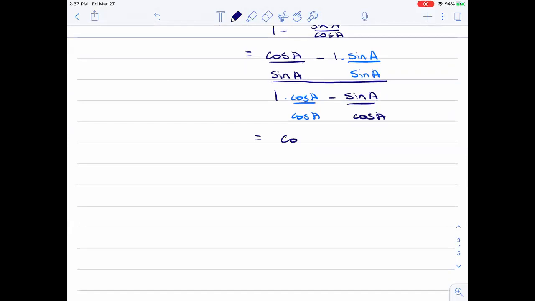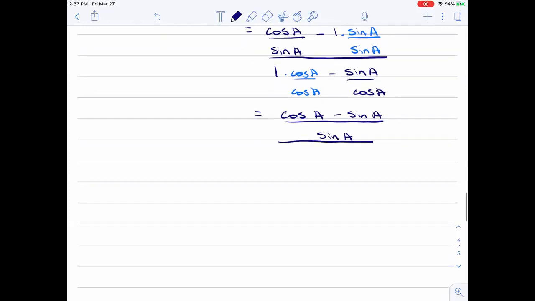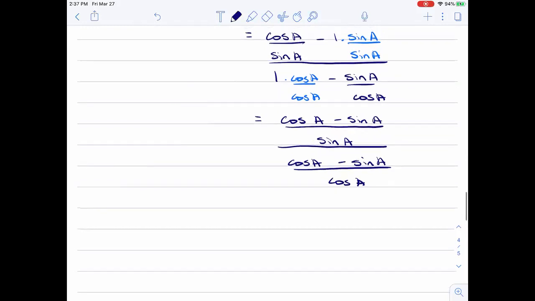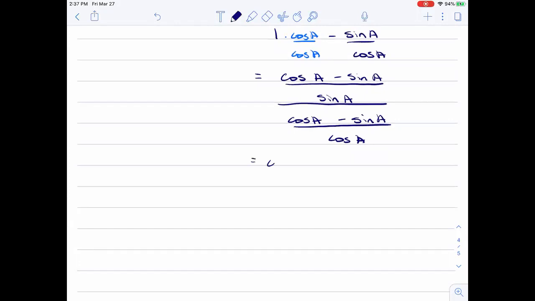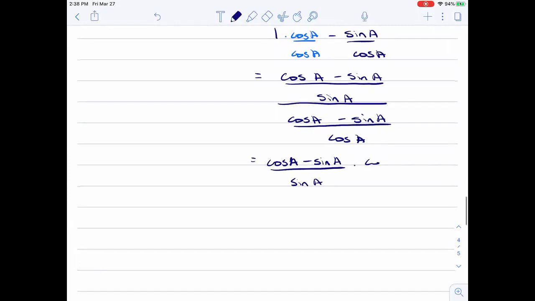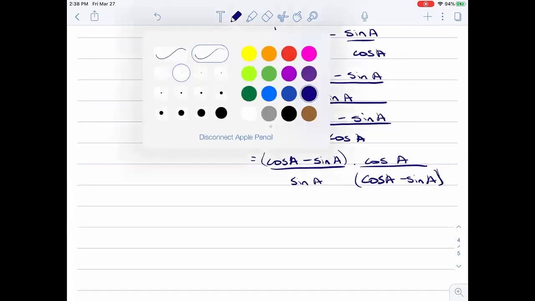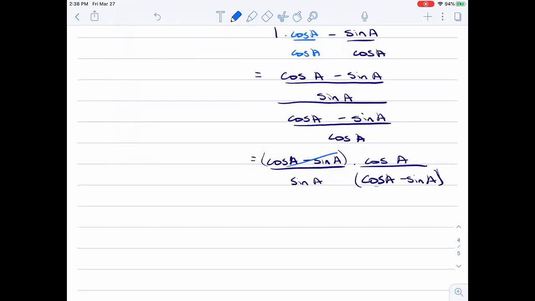So now I get cos a minus sine a over sine a, over cos a minus sine a over cos a. Okay, now we're getting somewhere, right? Because now, again, I've got a fraction over a fraction, and so I can flip and multiply, and so I've got cos a minus sine a over sine a times cos a over cos a minus sine a. Thinking of these guys as wrapped up in brackets, and we're just multiplying here, well, then they cancel because they're the same. Cos a minus sine a can cancel with cos a minus sine a.